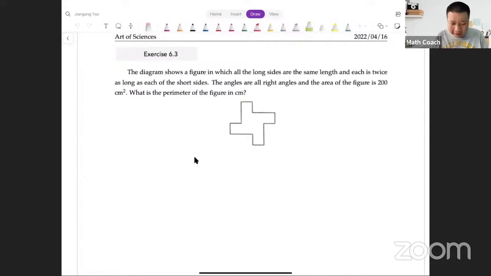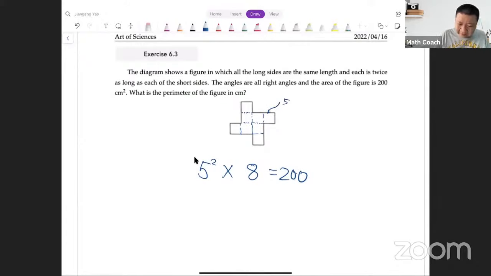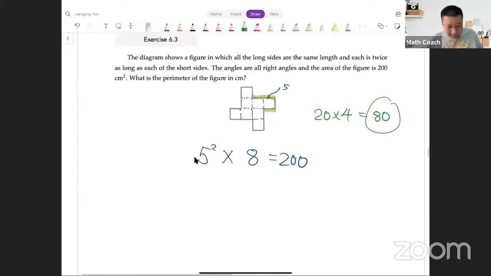And for this question, it's easy: you can think this has been divided into 8 equal little squares, and each little square will be 5 squared, times 8, so that's 200. Which means each little side here is 5, and then you count how many 5s there are. For each part, this part is 20, right? Each part is 20, and we have 4 of them. So 20 times 4, that is 80. Okay, so problem 3 finished. And now problem 4.